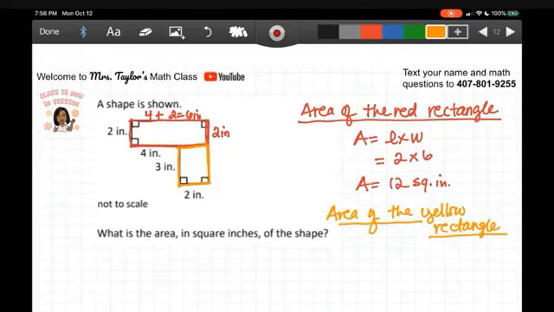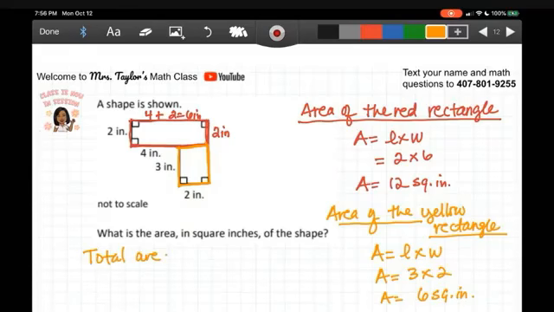Okay, that's fine. Area equals length times the width. So this area is going to be 3 times 2, and it's going to be 6 square inches. So the total area of the shape will be 12 square inches plus 6 square inches, and it's going to be 18 square inches.